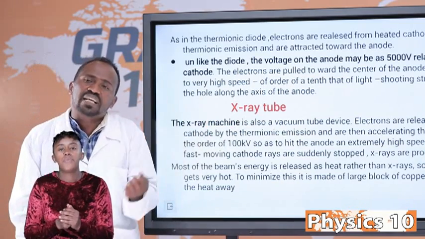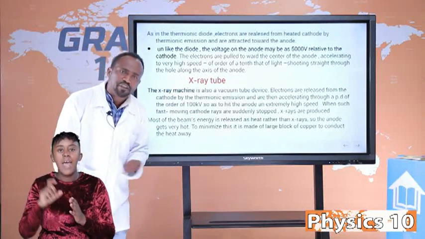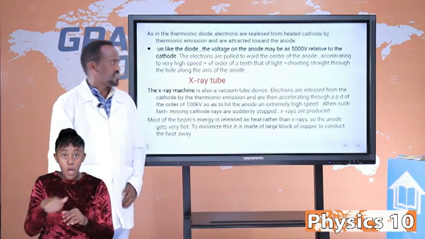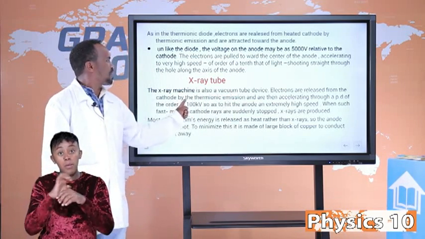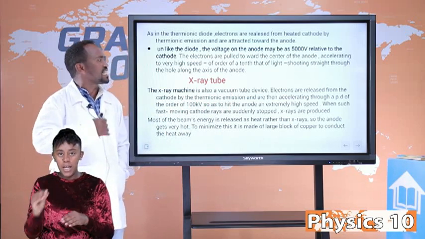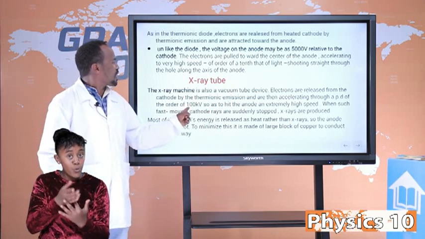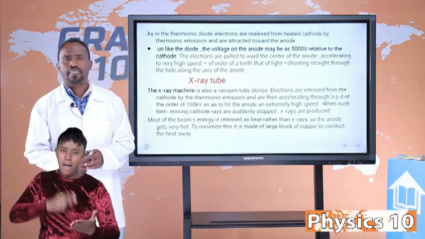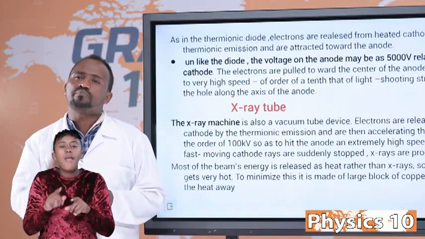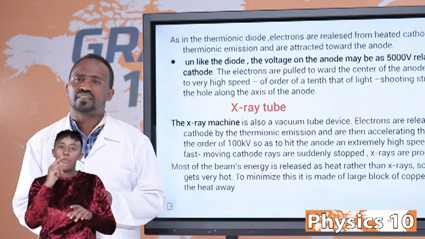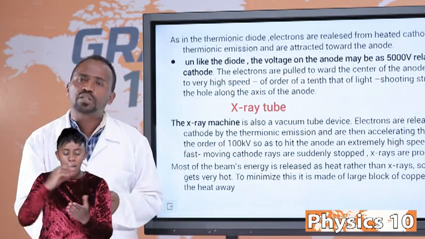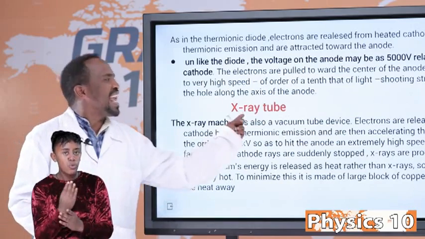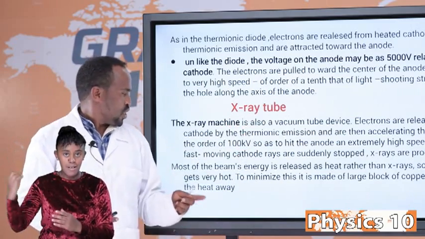So, after looking at the cathode ray, let us see X-ray tubes. An X-ray machine is also a vacuum tube device. Electrons are released from the cathode by thermionic emission and are then accelerated through a potential difference of the order of 1,000 kilovolts so as to hit the anode at very high speed. Students, when an electron is emitted from the cathode surface, it produces high energy when it strikes the anode surface. This energy produces X-rays.